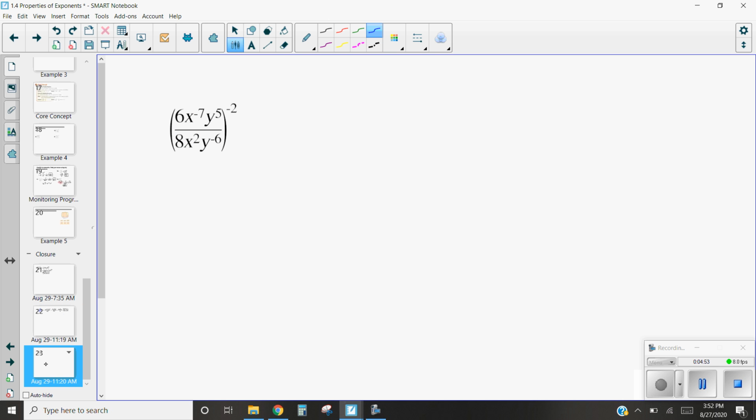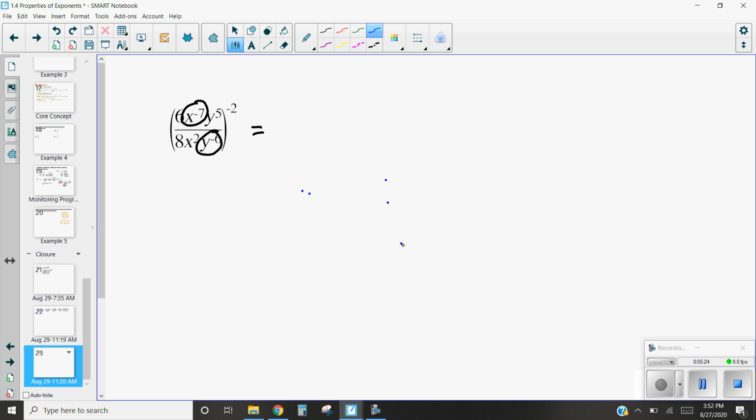Now again, we want to start by moving these ones that have a negative exponent down to the denominator, or if they have a negative exponent in the denominator, I want to move that up to my numerator. So here I'm going to take a second and move those two, and let's rewrite that. So here I am, I've got 6, and instead of that x to the negative 7th, that negative 7th is going to move down.